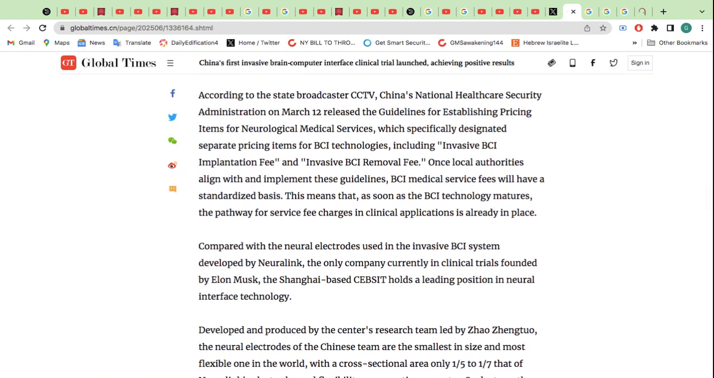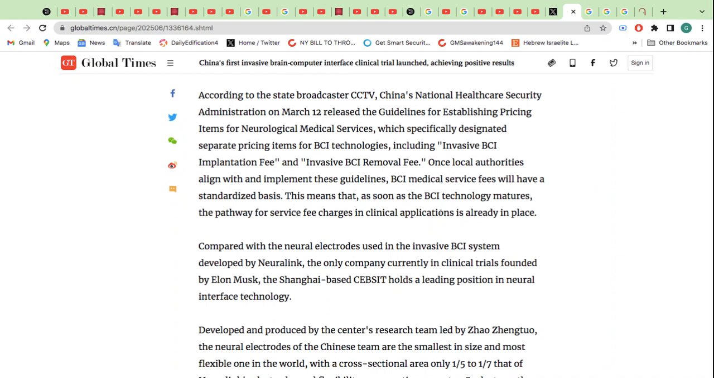According to the state broadcaster CCTV, China's National Healthcare Security Administration on March 12th released the guidelines for establishing pricing items for neurological medical services, which specifically designated separate pricing items for BCI technologies, including invasive BCI implantation fee and invasive BCI removal fee. Once local authorities align with these guidelines and implement them, BCI medical service fees will have a standardized basis.